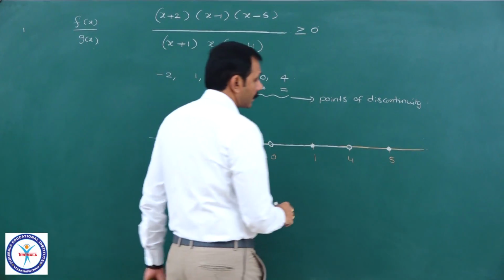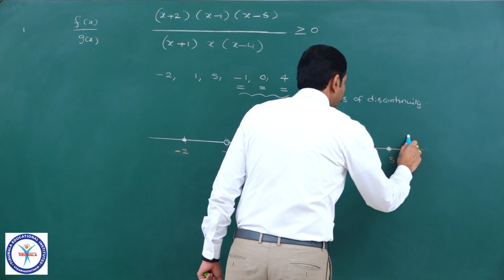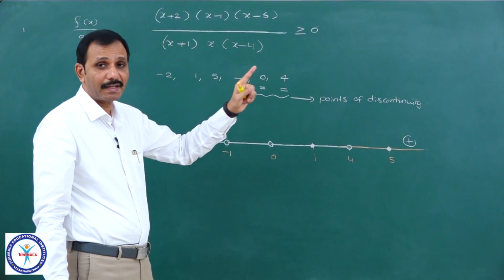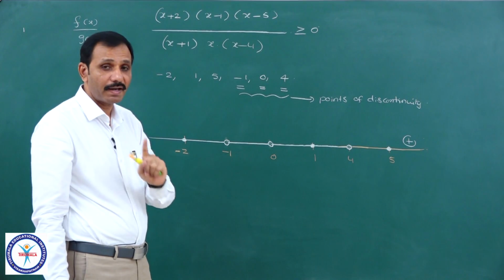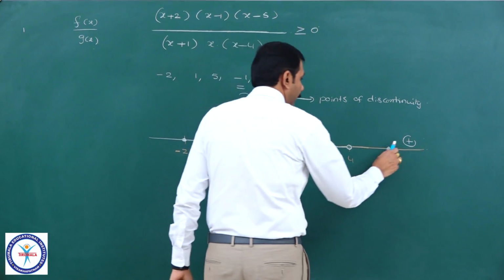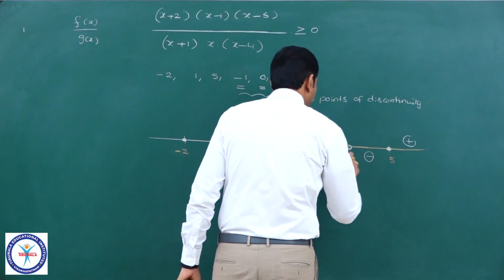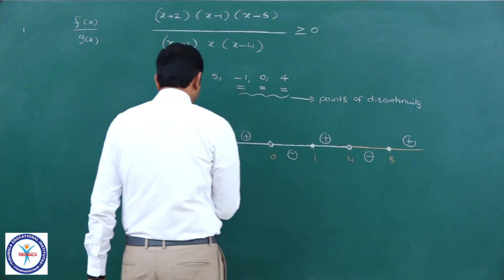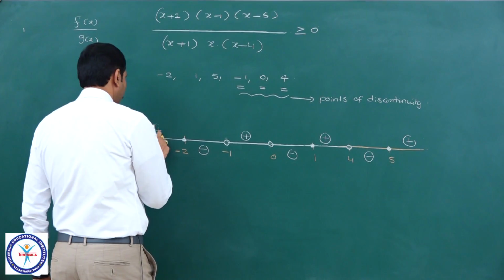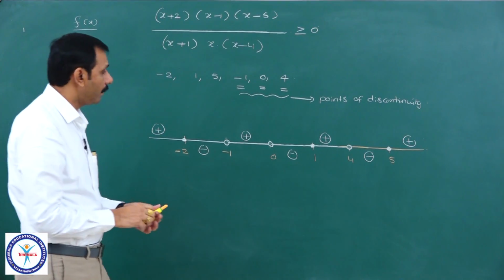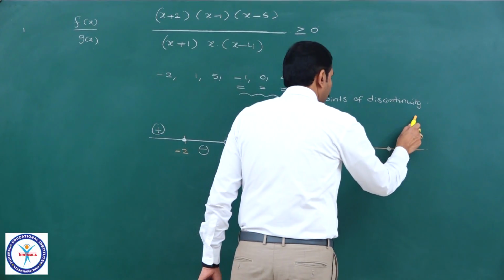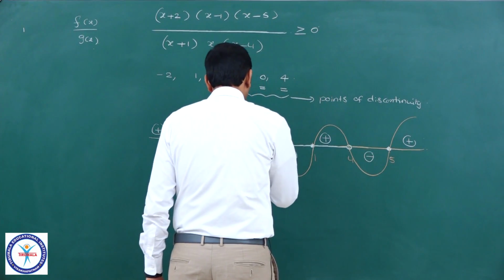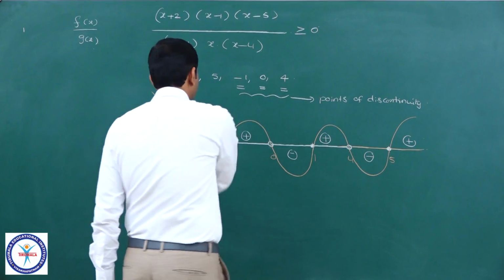Therefore, here you see the extreme right, it is always positive, because all powers of these linear factors are odd, that is 1. You can straight away write plus, next minus sign, next plus sign, next minus sign, next plus sign, next minus sign and next plus sign. Now draw the wavy curve. Yes, positive, negative, positive, negative, positive, negative. Yes, this is the wavy curve.